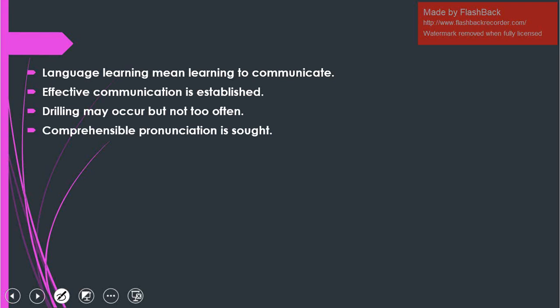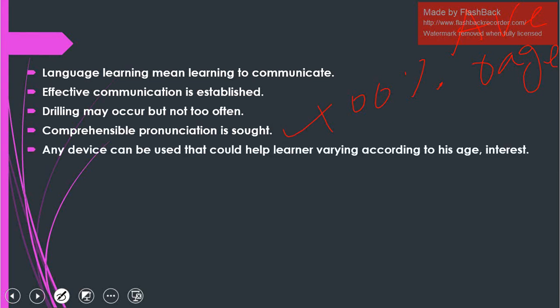Comprehensible pronunciation is sought. Not 100% pronunciation is expected, but normal, average pronunciation, which is intelligible and understandable by others, is okay in that method. Any device that could help the learner can be used, varying according to age and interest. Visual aids can be used, interviews can be used, cartoons can be used, depending on the age and the interest. So you are on free hand. You can use anything you like. Your goal is just to make them communicatively successful in using their language.